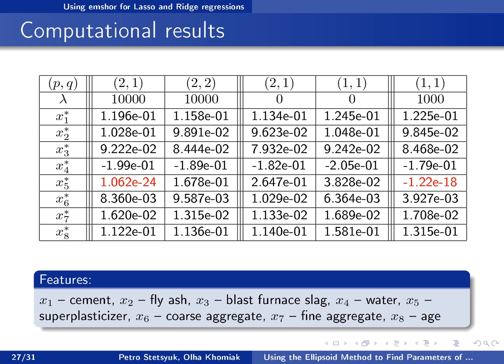They are cement, fly ash, blast furnace slag, water, superplasticizer, coarse aggregate, fine aggregate, and cement age. We chose the test example in such a way that the number of measurements was about 1,000, and the number of variables was small. The situation with the time of solving the problem will not change significantly if we take a problem with 15 or 20 variables.